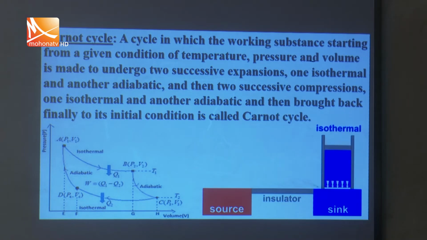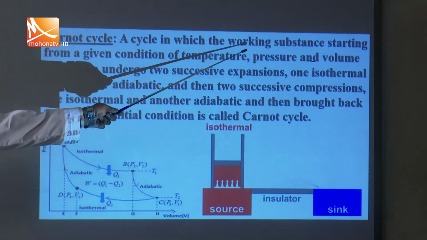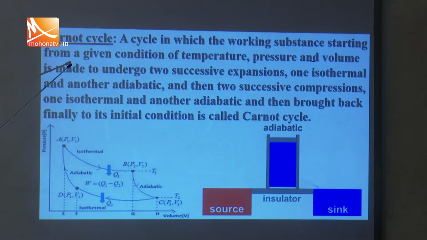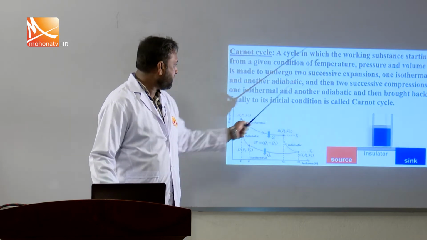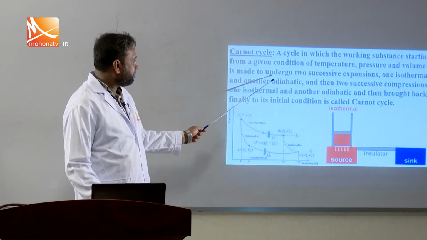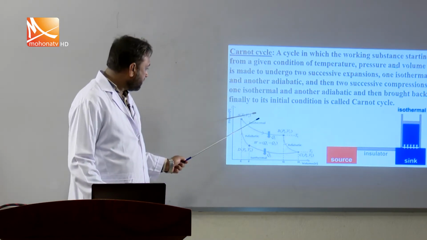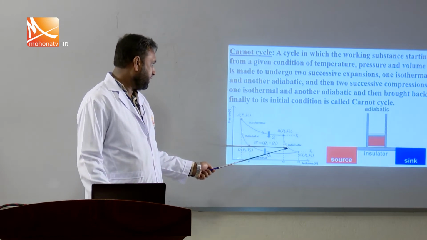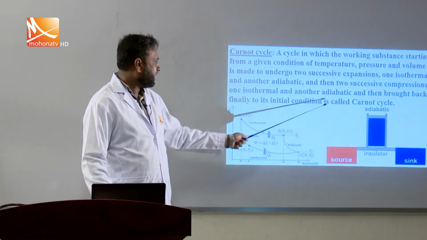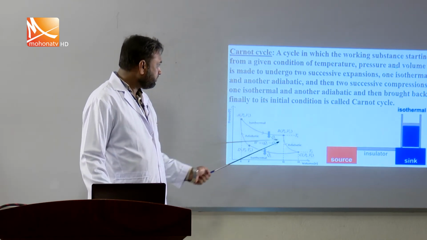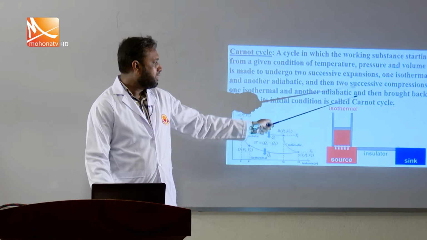Now, the Carnot cycle. What is the Carnot cycle? The Carnot cycle is a cycle in which the working substance, starting from a given condition of temperature, pressure and volume, is made to undergo two successive expansions, one isothermal, another adiabatic, and then two successive compressions, one isothermal and another adiabatic, and then brought back finally to its initial condition.